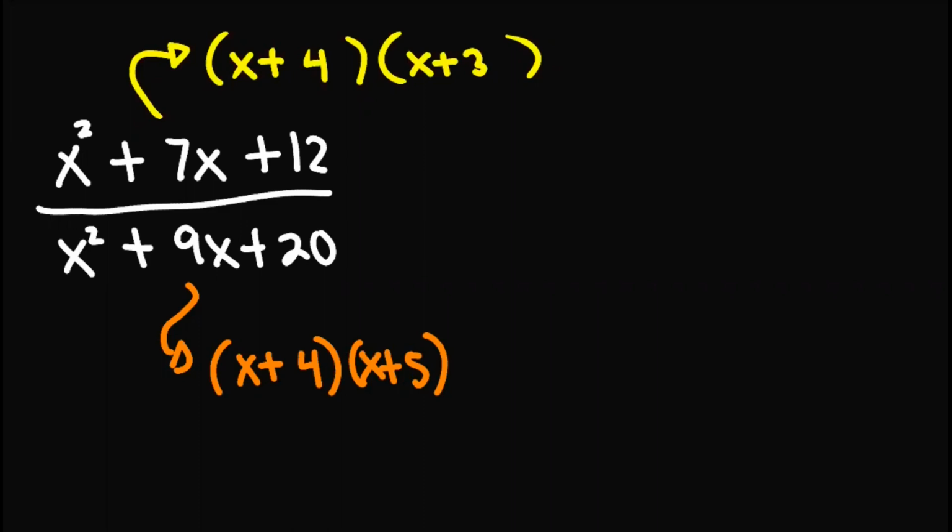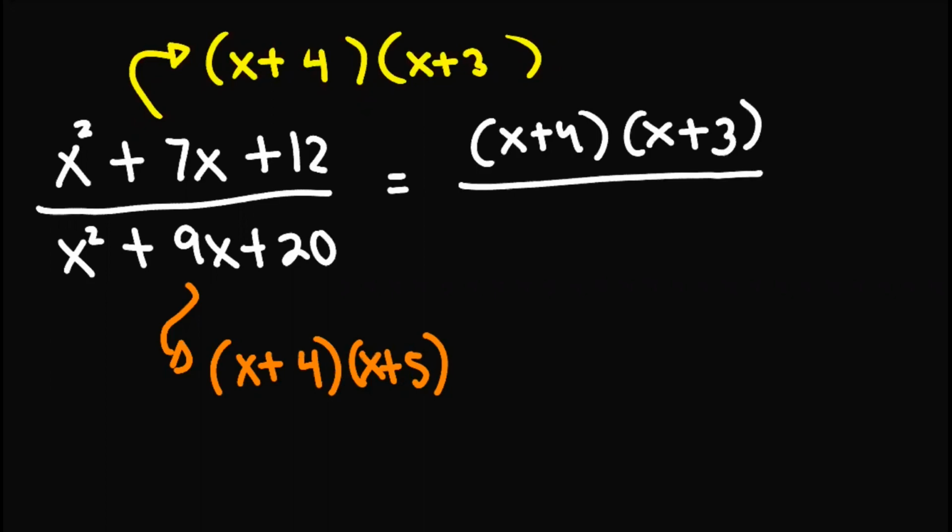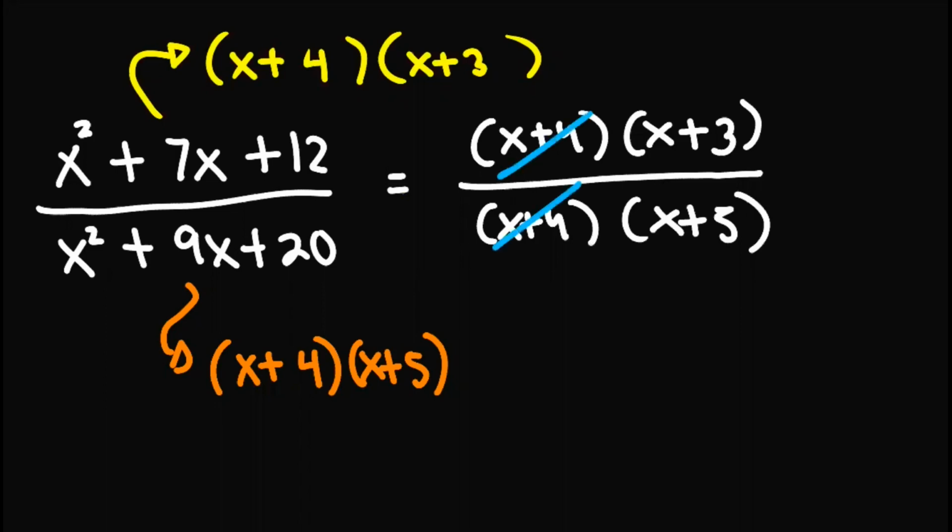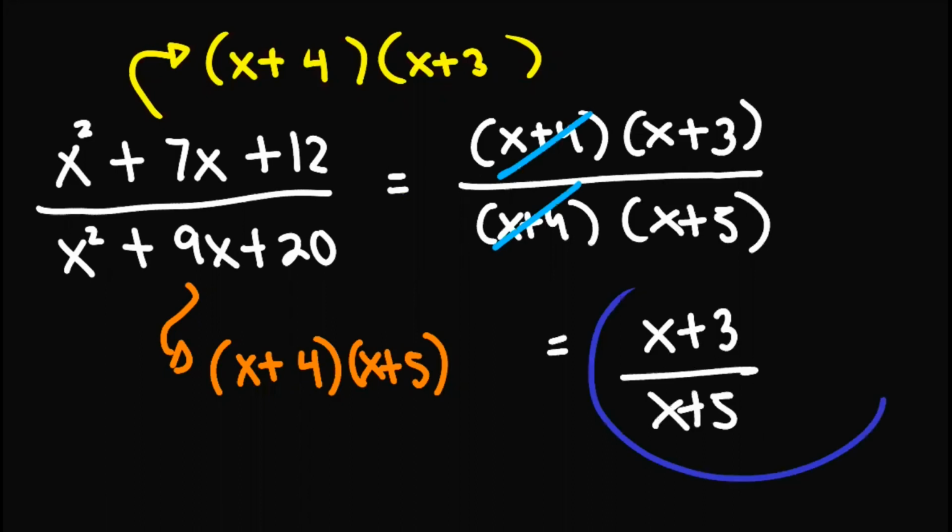With this in mind, we can write this one as x plus 4 times x plus 3 over x plus 4 times x plus 5. Since we have an x plus 4 in the numerator and in the denominator, we can cancel that one out, leaving us with x plus 3 over x plus 5. And this is the answer.